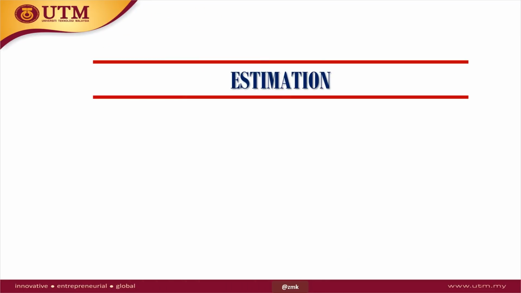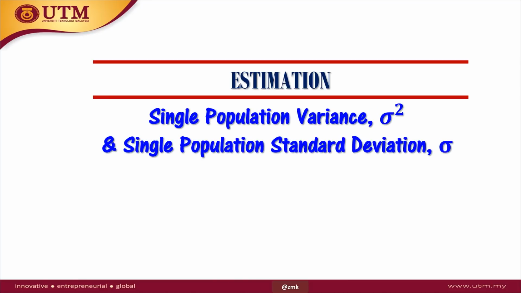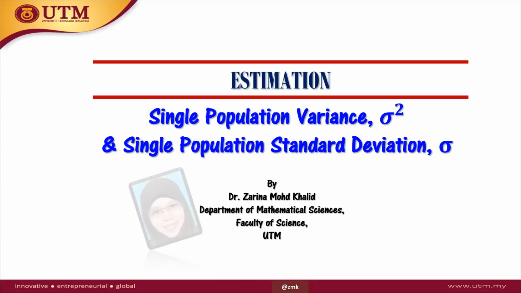In this session I will share with you the topic on estimating an unknown population variance denoted by sigma squared, and I will also share with you the estimation of an unknown population standard deviation denoted by sigma. As you know, sigma is simply the square root of the population variance sigma squared. Are you ready to join me? Let's go.